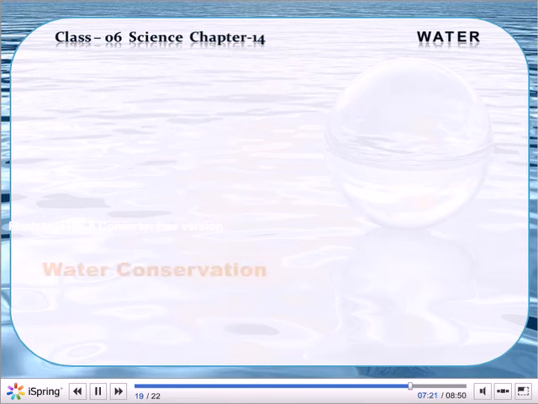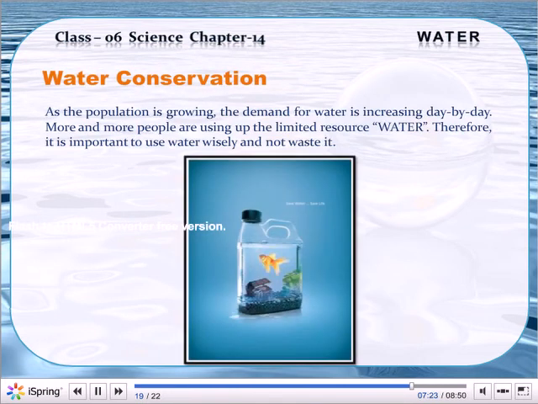Water conservation. As the population is growing, the demand for water is increasing day by day. More and more people are using up the limited resource, water. Therefore, it is important to use water wisely and not waste it.